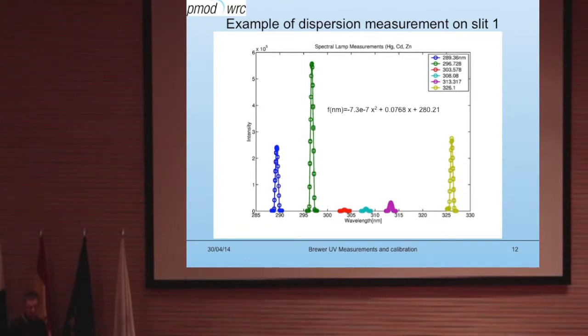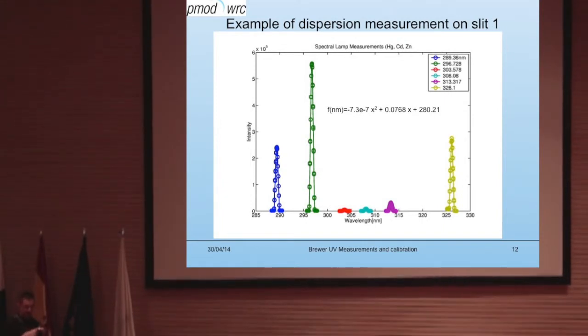Then you specify a relationship between the steps and this wavelength, and that is what you get to obtain a dispersion relation. This dispersion relation typically in a Brewer is quadratic. For this example, I've put it here. And you can see that this term, the zero order term, corresponds to the wavelength where the micrometer is at step 0.